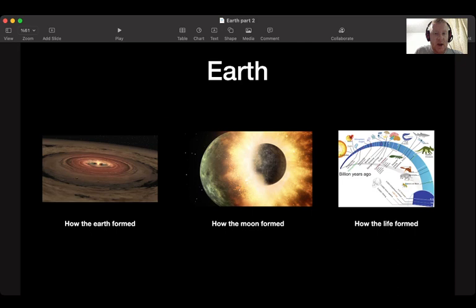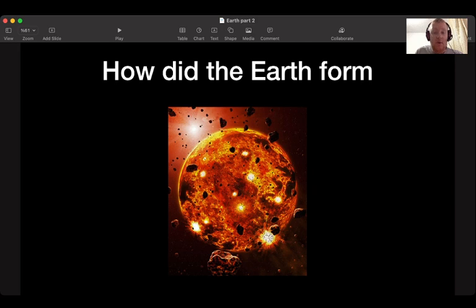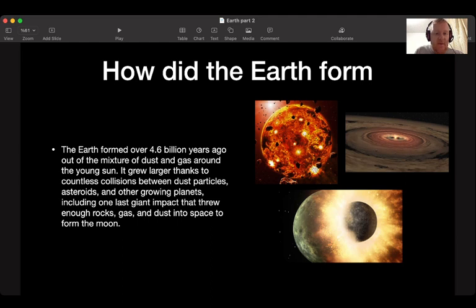Now, first, as you probably guessed, we're going to talk about how the Earth was formed. The Earth formed over 4.6 billion years ago out of the mixture of dust and gas around the young sun. It grew larger thanks to the countless collisions between dust particles, asteroids, and other growing planets, including the last giant impact that threw enough rocks, gas, and dust into space to form the moon.